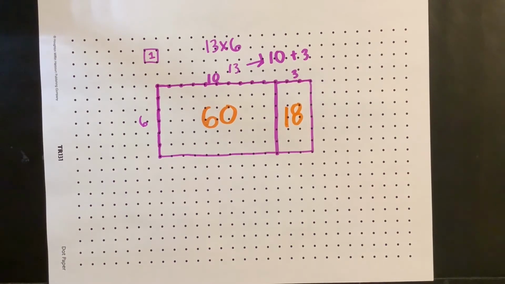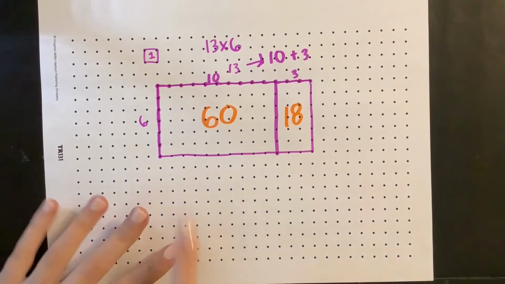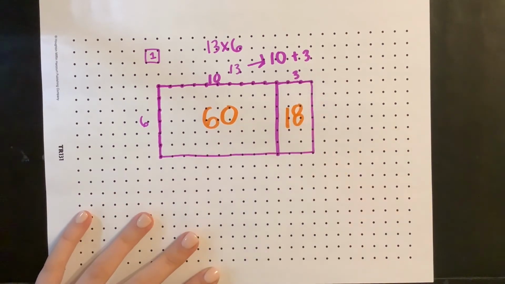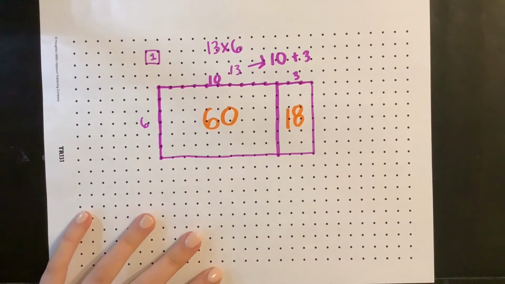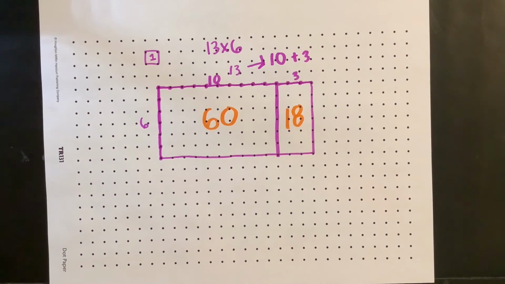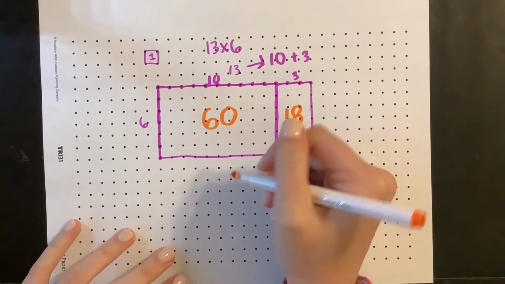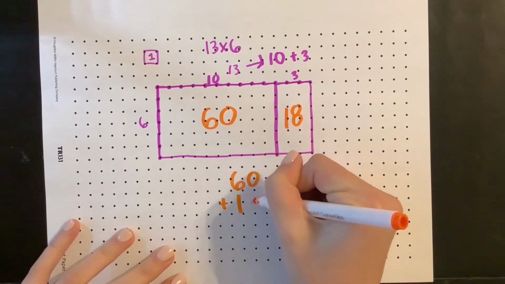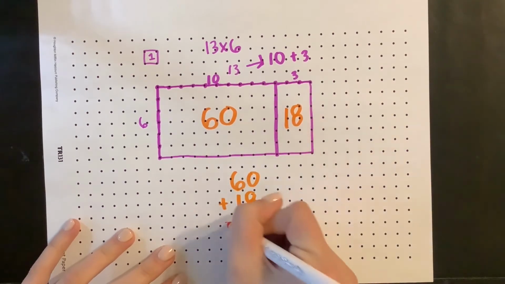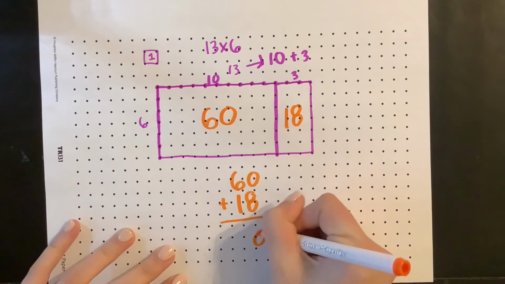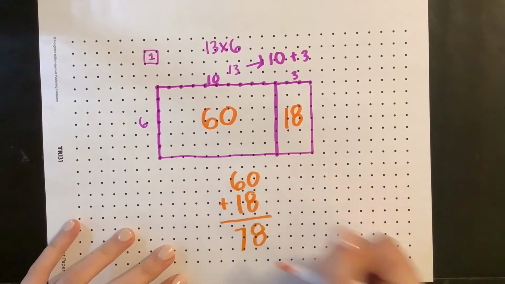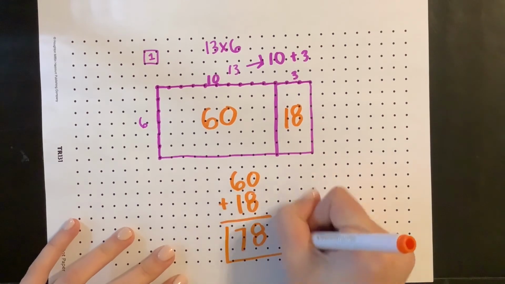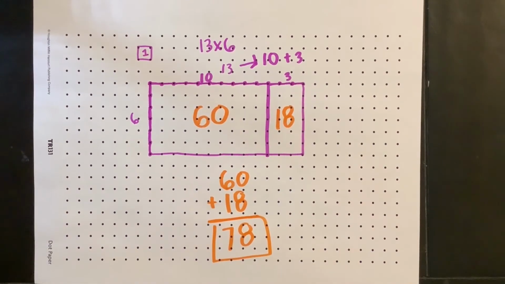So how do I get my answer from here? I know that I have this many squares over here and this many squares over here. So how many squares do I have total? Well, simple. All I need to do is add 60 plus 18, and that would be 78. So 13 times 6 is equal to 78.